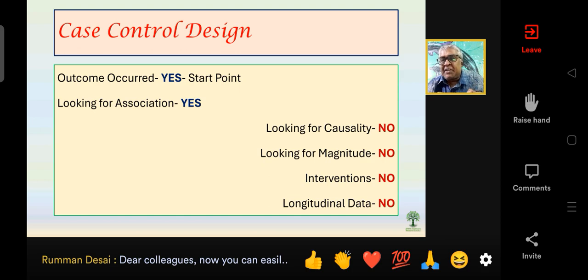Can you report on interventions? No. Why? Because it's retrospective. You're going back into records. Interventions will be unstandardized. Who is getting allocated to what intervention is not controlled, is not standardized. So it's a problem. You don't use it for interventions. Longitudinal data, you can't really do it because you don't know whether the exposure, the risk factor, came first, or the disease came first. So longitudinal data, no.